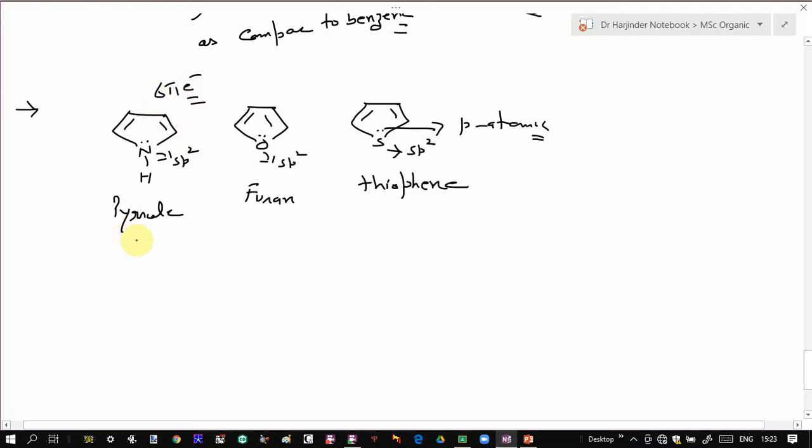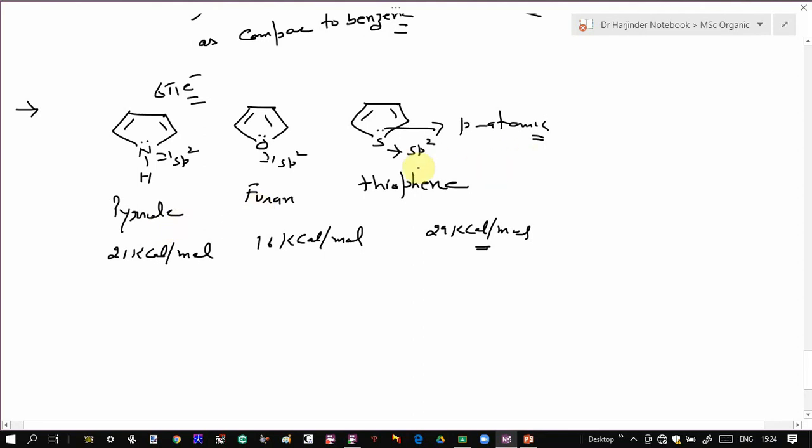And if we look at the aromaticity of pyrrole, furan, and thiophene, the resonance energy for pyrrole is 21 kilocalories per mole. For furan, it is 16 kilocalories per mole, and for thiophene it is 29 kilocalories per mole. That means thiophene has more aromatic character as compared to furan and pyrrole.